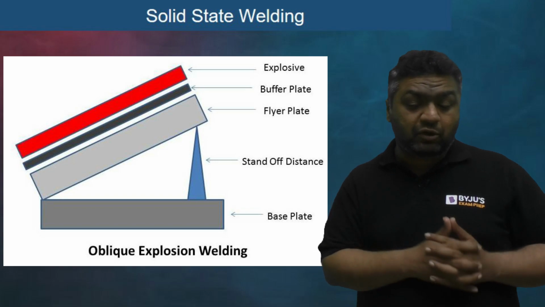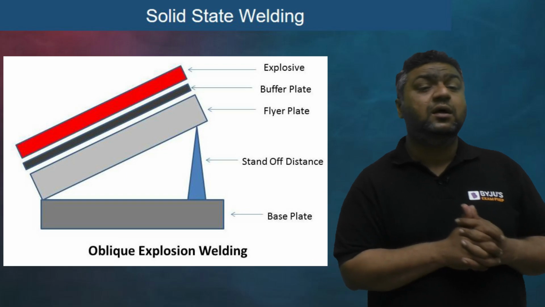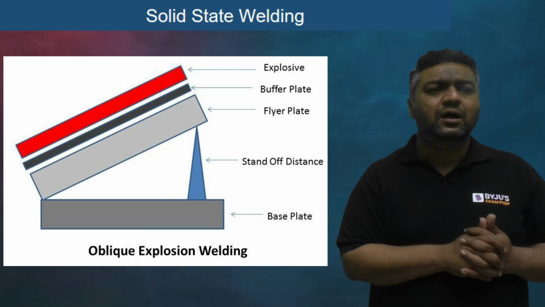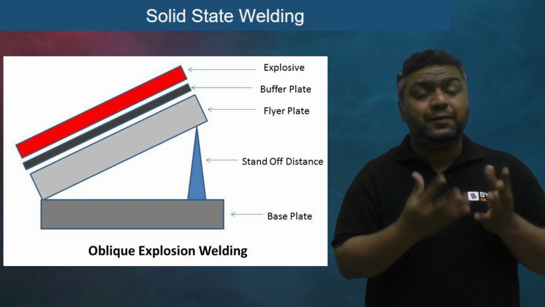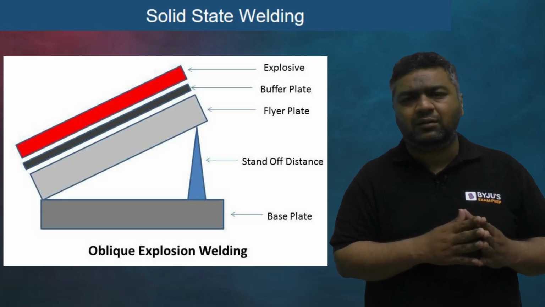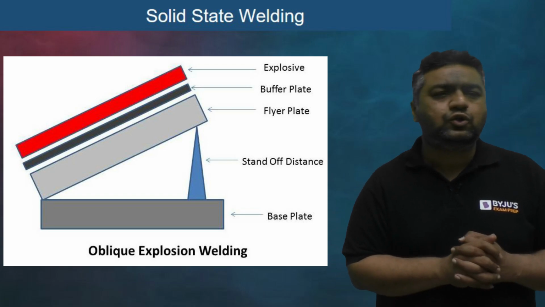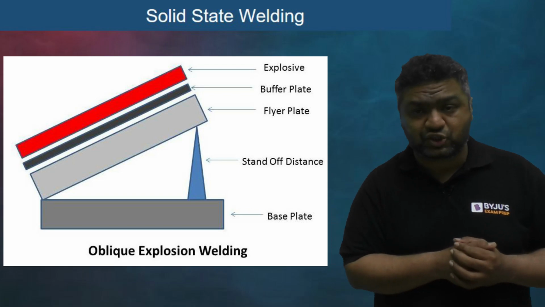And above the flyer plate, you can see there is a buffer plate, and after that the explosive material is provided. The reason is, if the explosive material is directly in contact with the flyer plate, it may harm the surface of the flyer plate. So one reason for the buffer plate is to save the surface, and the buffer plate is generally made of rubber, which also absorbs the vibrations.